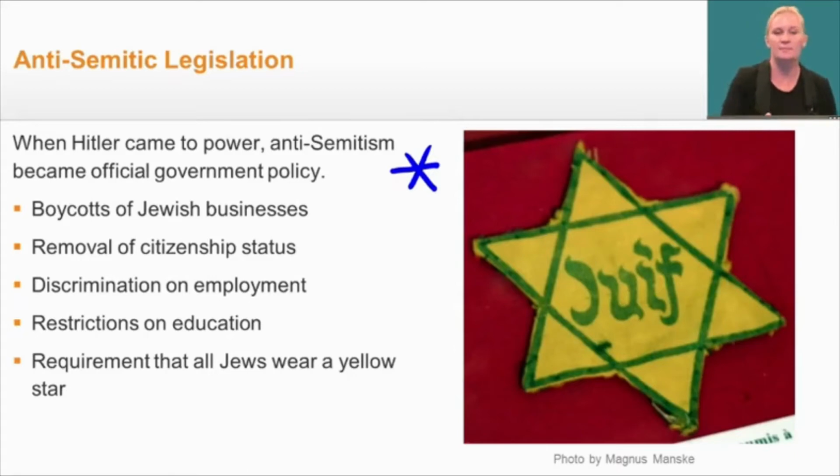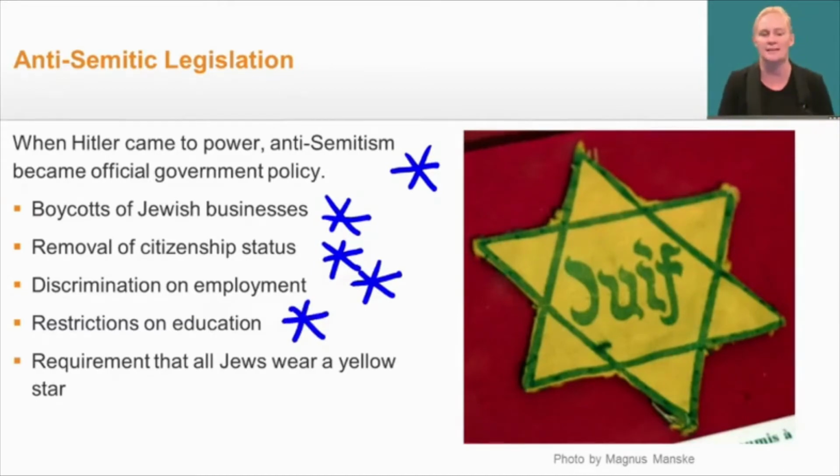There needed to be, by his standards, boycotts of Jewish businesses, removal of a Jewish person's citizenship status, because in Hitler's mind they weren't real Germans, discrimination on employment. There were restrictions on their education. No longer could Jewish children go to the same schools that German children were going to. And then also, there was the requirement that all Jewish people wear a yellow star, pictured just like this one.